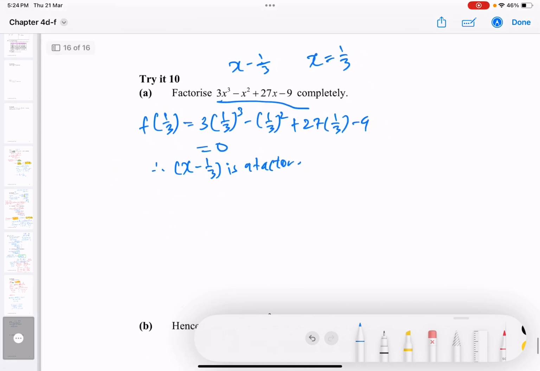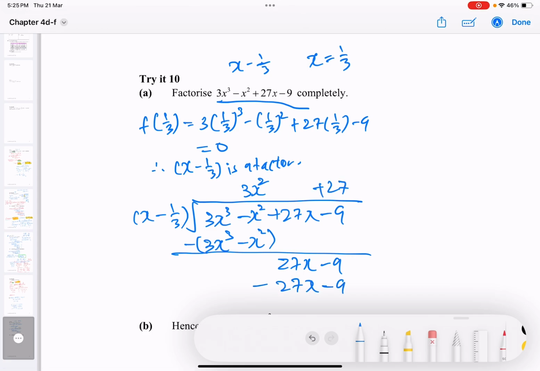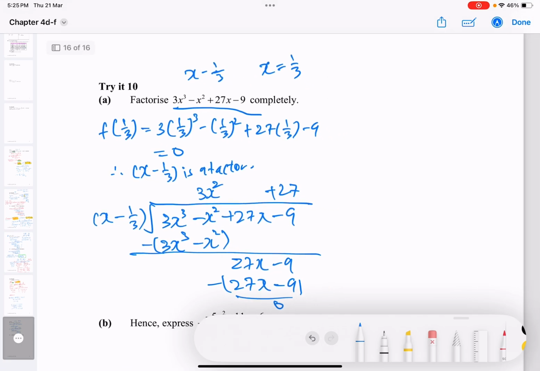Now, if it is a factor, you can do long division. Write this in descending powers: 3x cubed minus x squared plus 27x minus 9, and divide by x minus 1/3. If you do long division, you're going to get 3x squared. This is 3x cubed minus x squared, which cancels out, and for 27x minus 9 you're going to get 0.